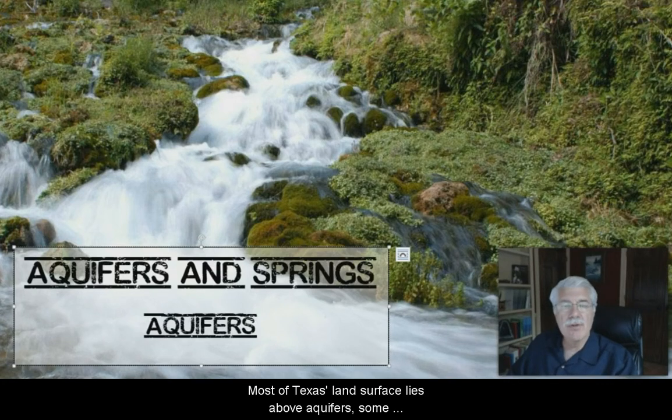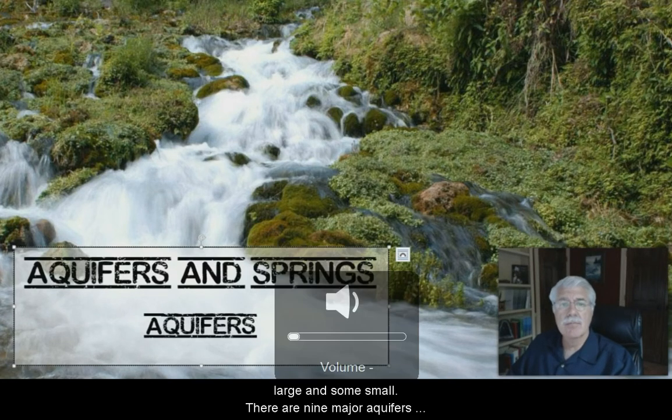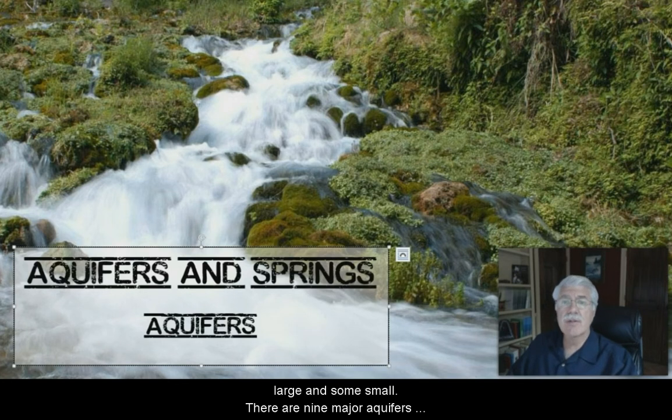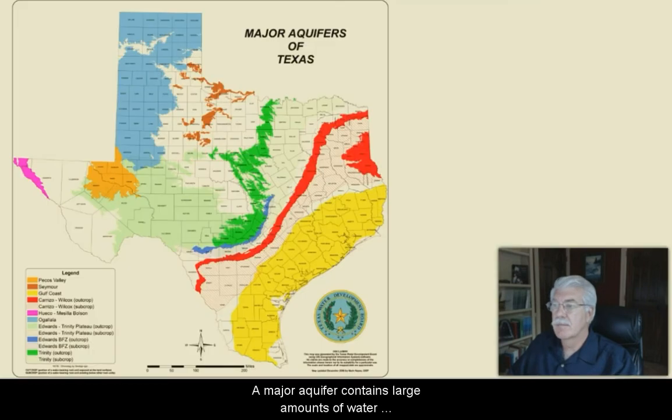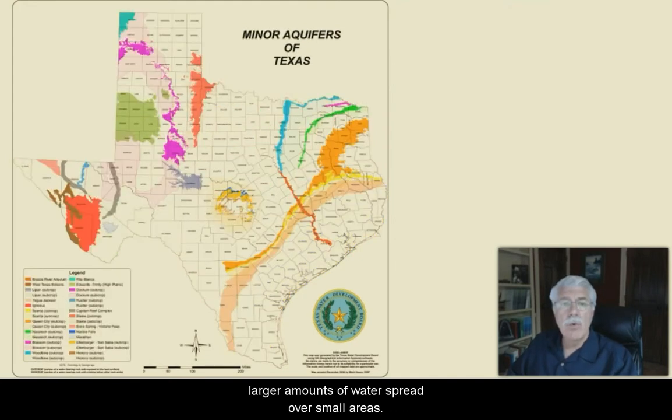Let's take aquifers first. Most of Texas's land surface lies above aquifers. Some aquifers are large and some small. There are 9 major aquifers in Texas. Here are their locations. As you can see, pretty much anywhere you live, you're going to be living over an aquifer. And there are 21 minor aquifers in Texas.